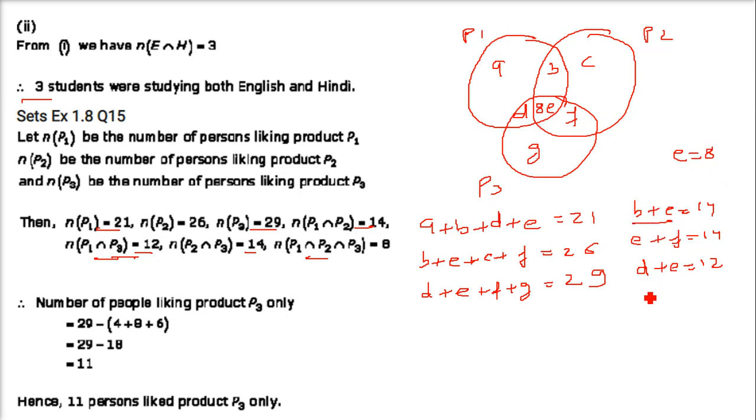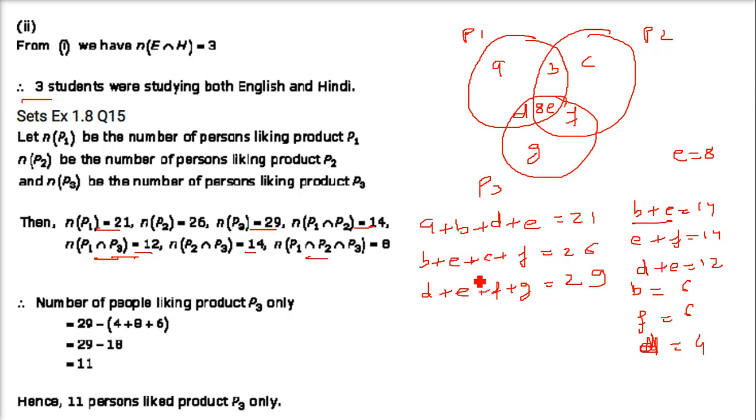So if we put that here, B will be 14 minus 8, which is 6. Then E plus F: put E here, F will be 14 minus 8, so F will also be 6. Now D plus E: E is 8, so D will be 4. So B, F, D are known.